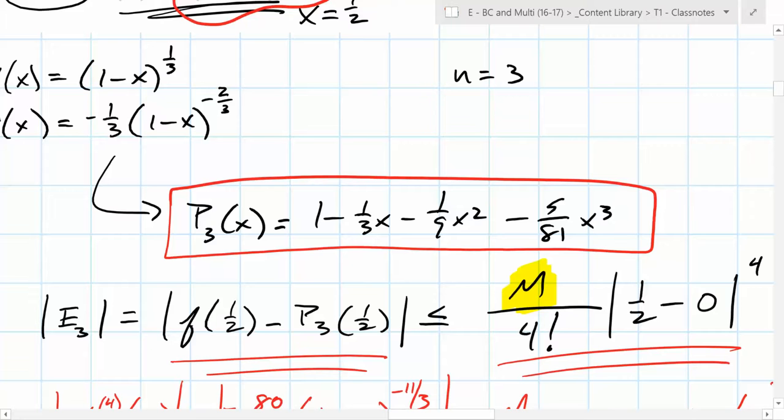But here's the thing. We're trying to find a maximum because theoretically, we don't know how to evaluate the actual function. So we're trying to find this bound. Well, n is what? 3. What goes down here? N plus 1 factorial, and it's around 0, and it's the x value of 1/2 to the 4th. So again, this is a quest just to find M. So we're not there yet, so we're just trying to find M.